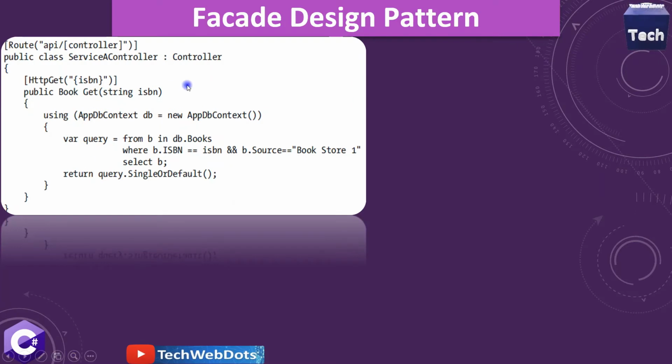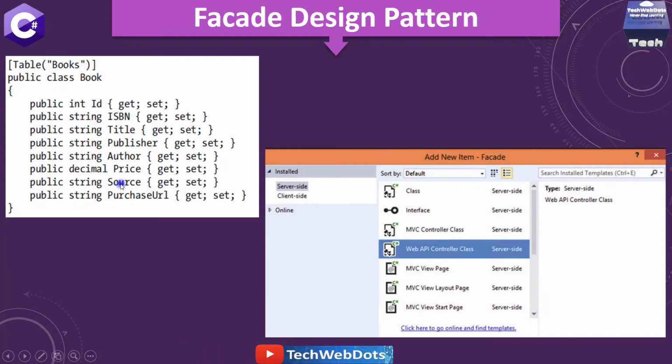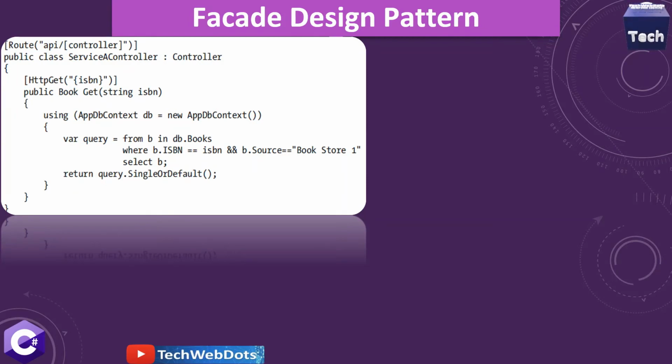We'll create one API controller, which will be the service A controller. Here we are creating the app DB context, and from books we are fetching where the ISBN is matching and the source is bookstore 1. So what is source here? It is nothing, it just says the book is coming from bookstore 1 or bookstore 2, the source from where we are fetching the detail.